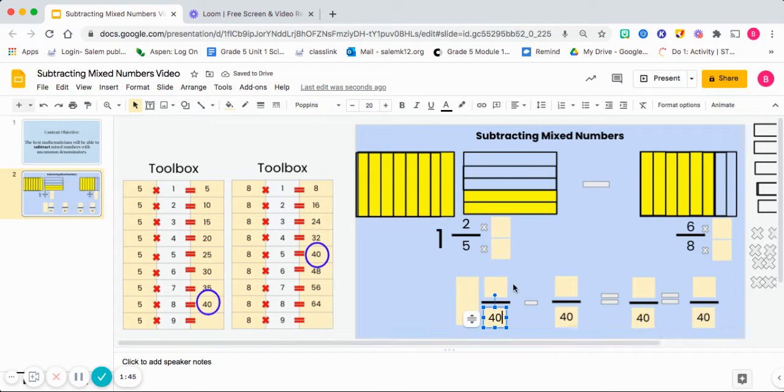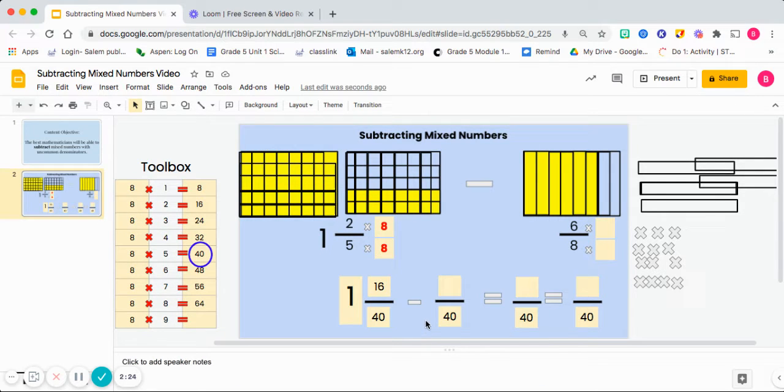Now that all my denominators are 40, I can go ahead and find the equivalent fraction for 1 2/5. Well, I know that 5 times 8 is 40, and if I multiply my denominator by 8, then I need to also multiply my numerator times 8. And I know that 8 times 2 is 16. My whole number is going to stay a 1. So we just figured out that 1 2/5 is equivalent to 1 16/40.